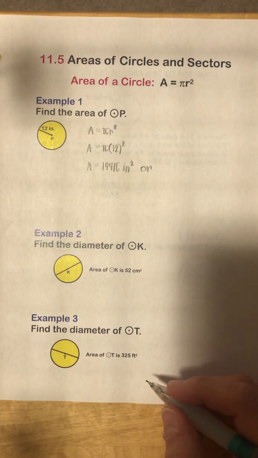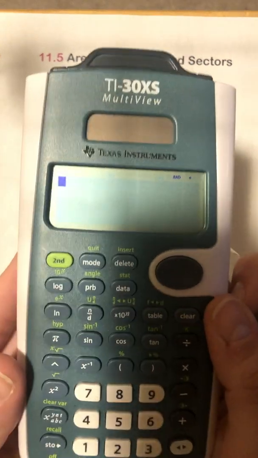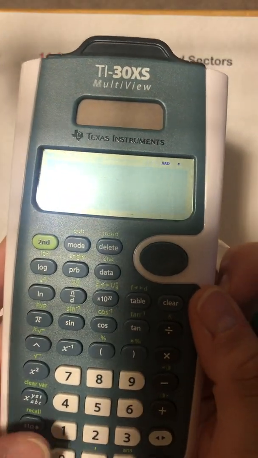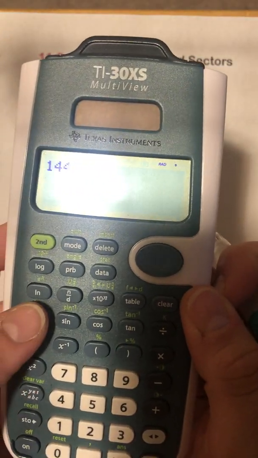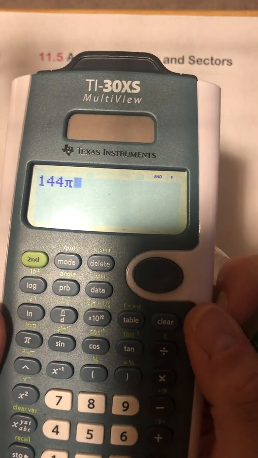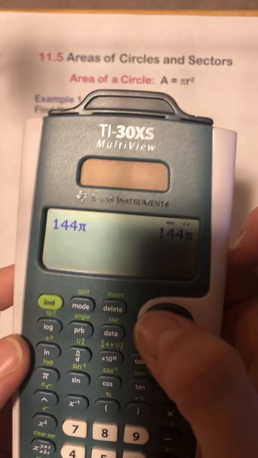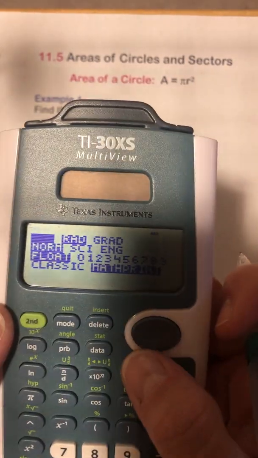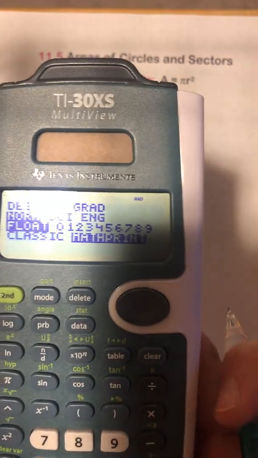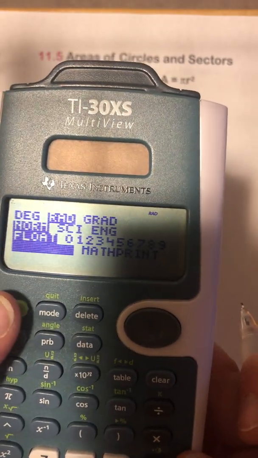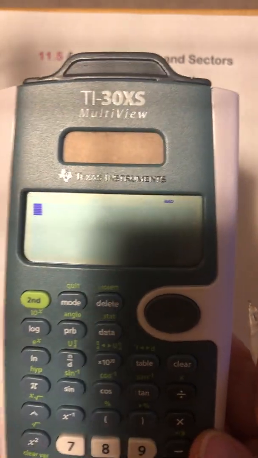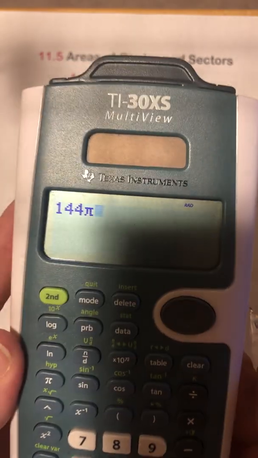Here's where we could use a calculator. Now I'm not going to plug in 3.14 because that's rounded. So what I am going to do is use the pi button. So I'm going to do 144 times pi. Got my pi button there. Going to hit enter. Oh dear, I have it on math print. Let me put it on classic print. That should change this. So we're going to do 144, hit the pi button this time.